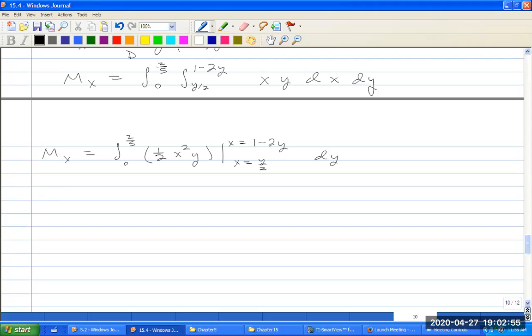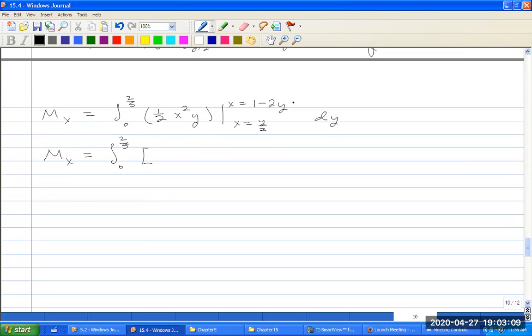Okay, so this is equal to the integral 0 to 2/5. Plug in 1 minus 2y. So this is 1/2 (1 minus 2y) squared times y, minus 1/2, plug in y over 2, squared times y, dy.